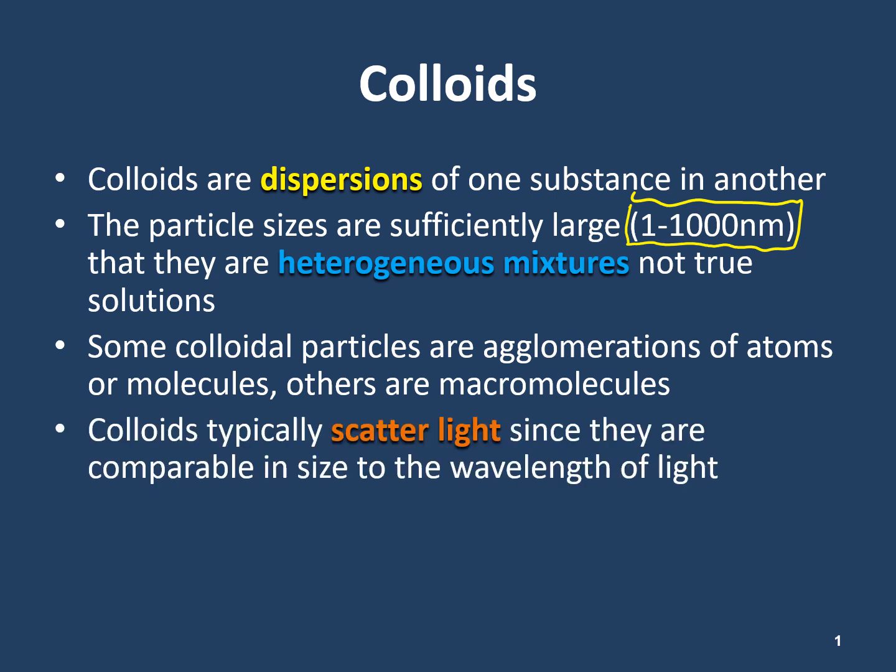Now, colloids typically scatter light since they are comparable in size to the wavelength of visible light. So remember, visible light is around 400 nanometers in the UV/purple area up to about 800 nanometers in the red light range. And if you notice, that falls right around this particle size. Because the particle size is similar to the wavelength of visible light, light tends to bounce off of these particles much more frequently, and that causes the light to scatter.